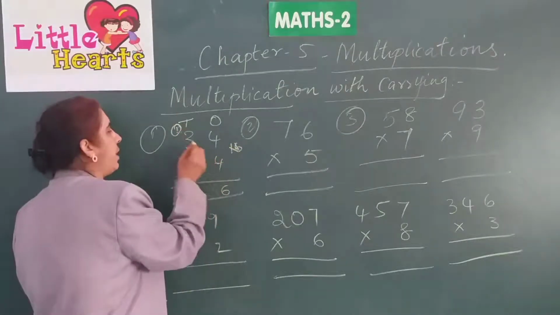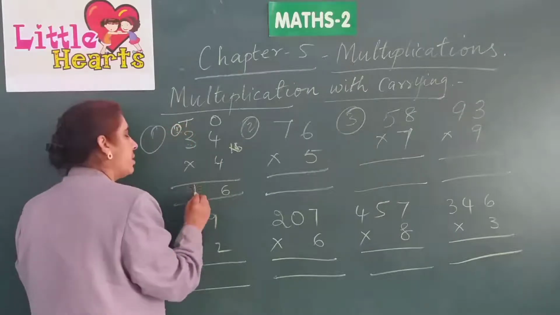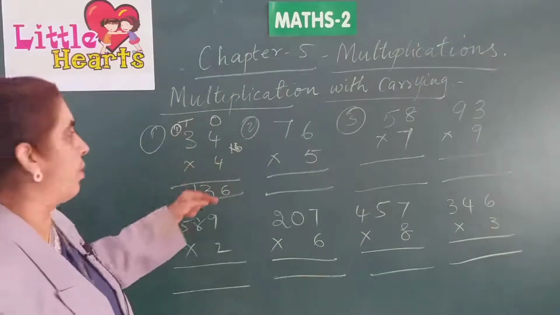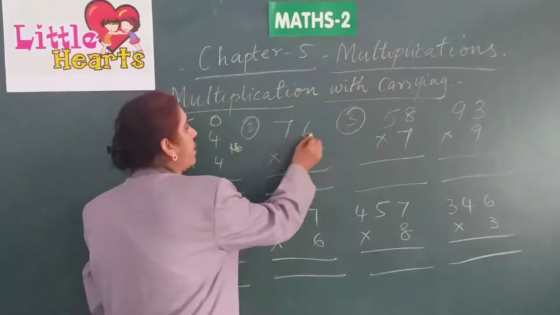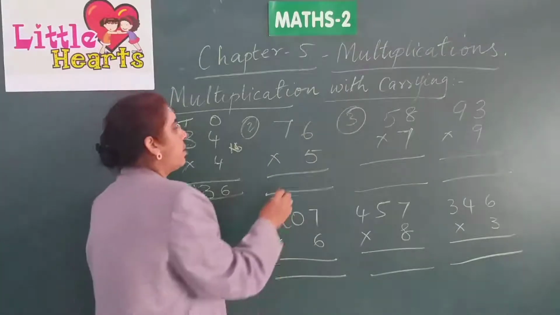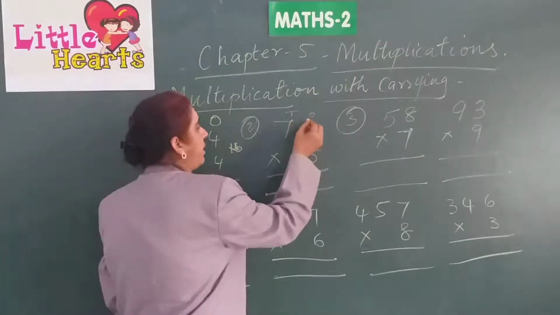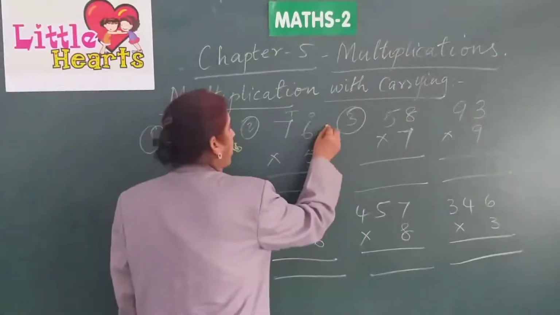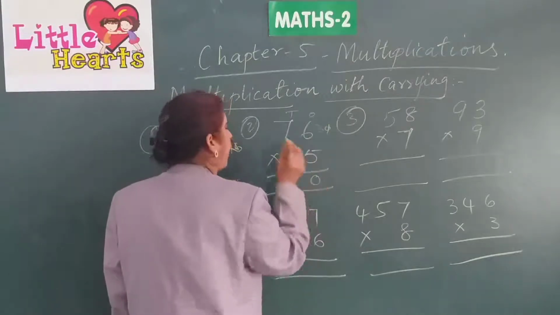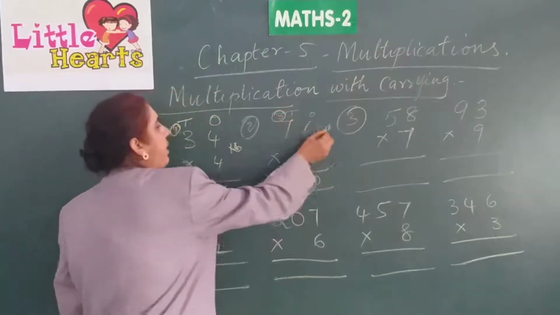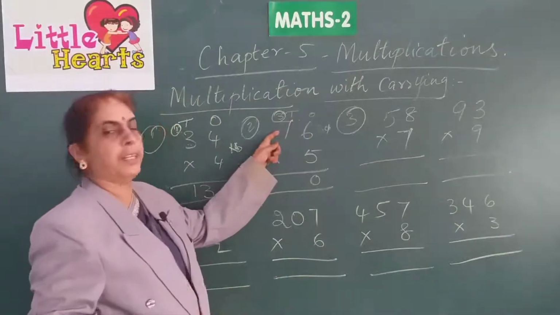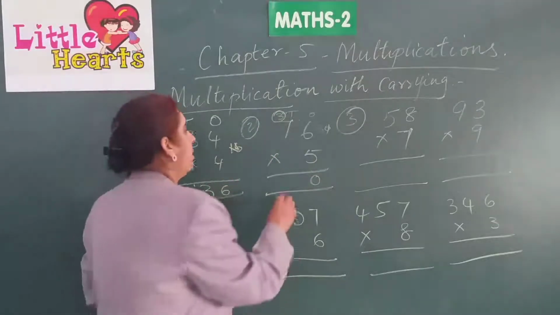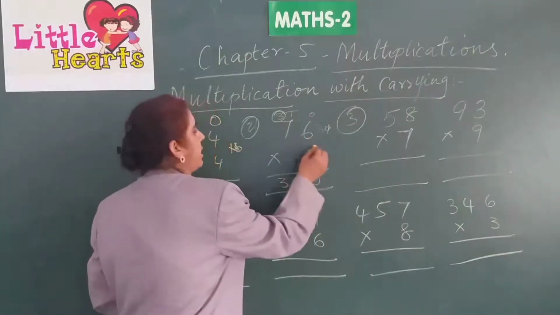4 into 3. 4 threes are 12 plus 1, 13. 136 is the product of 34 into 4. Next, coming to the next problem, 76 into 5. So multiply the ones place digit 6 by 5. 5 sixes are 30. 0 should be kept in the ones place and 3 should be carried to the tens place. 5 sevens are 35 plus 3. 36, 37, 38. 380 is the product of 76 and 5.